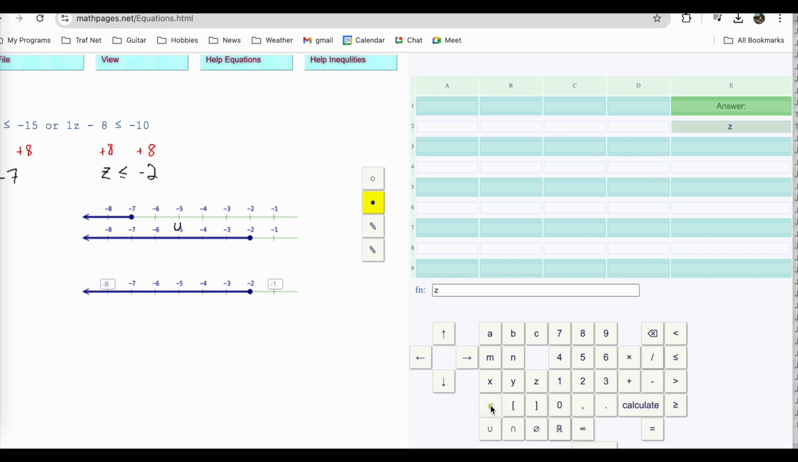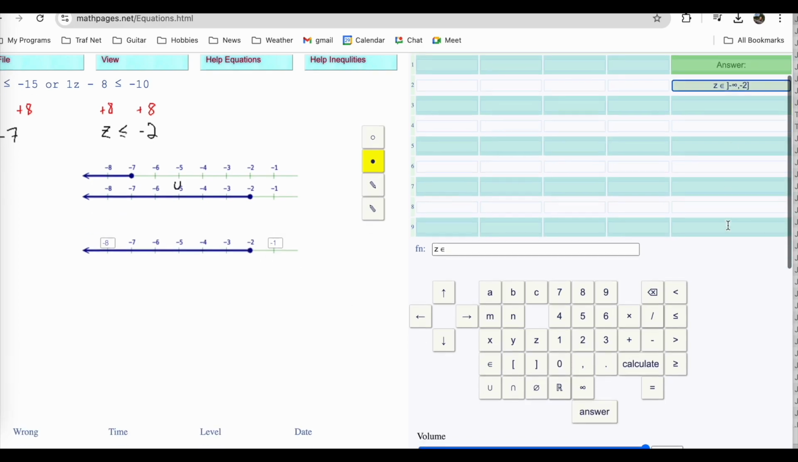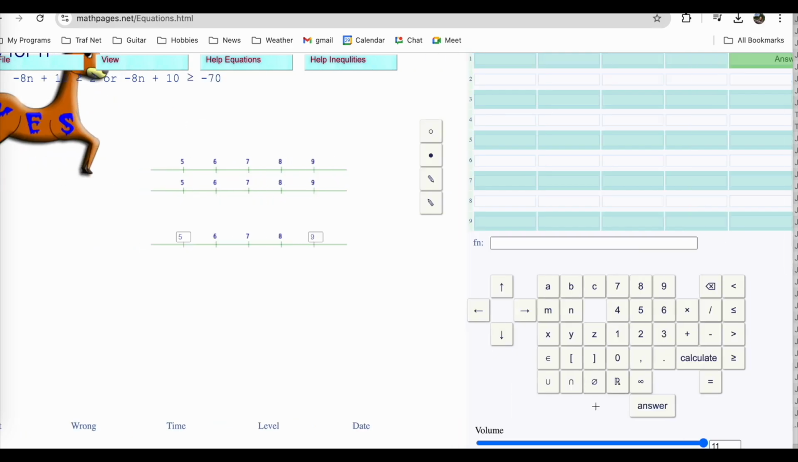Z is a member of reject bracket on negative infinity to negative 2, accept bracket on the negative 2, because the negative 2 has a solid dot. It's included. That's our answer. Press answer to see if we're right.